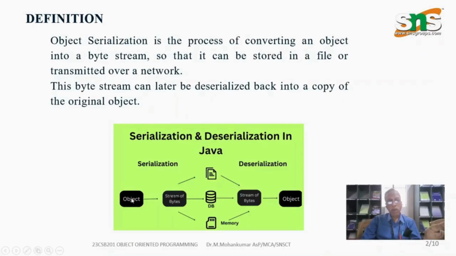In the first approach, the object is converted into a byte stream, then processed and stored in a file. The same happens in the deserialization process. Again, the byte stream is converted back into a normal object, and it will be displayed as a copy of the original object. This is called the serialization and deserialization process.